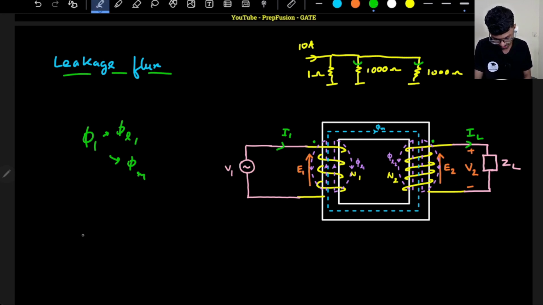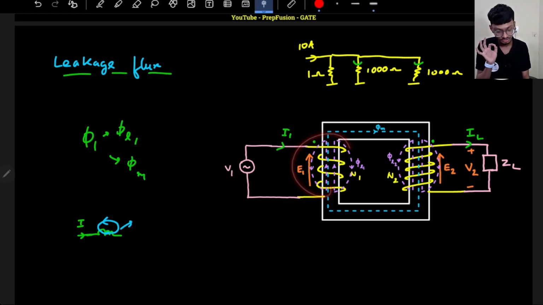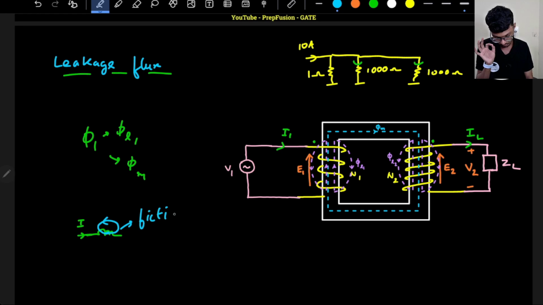So if I draw that I have an I1 current and an inductance like this, due to which there is a bit of leakage flux. This is not an actual inductance present in the winding. It is a fictitious circuit element. I have forgotten the spelling of fictitious, excuse me. Just fictitious, I hope you know.